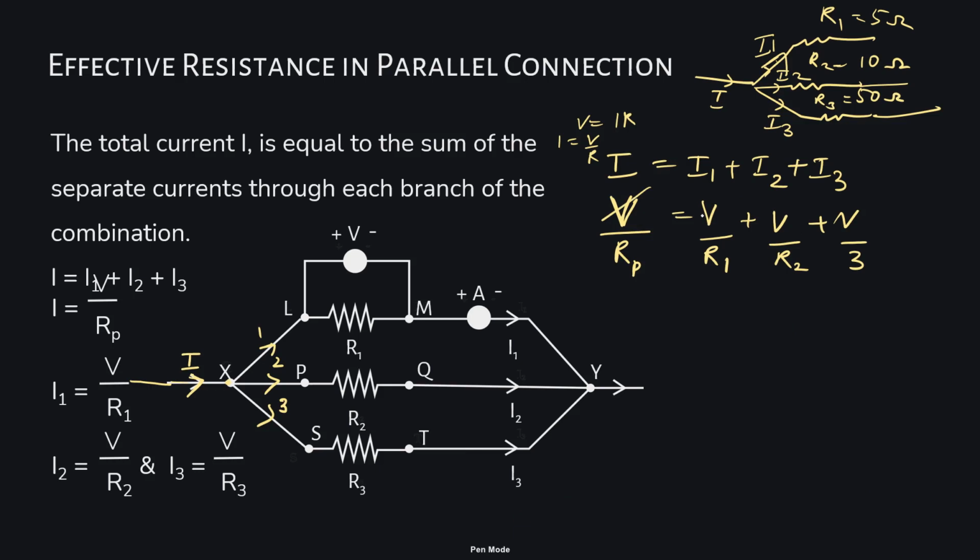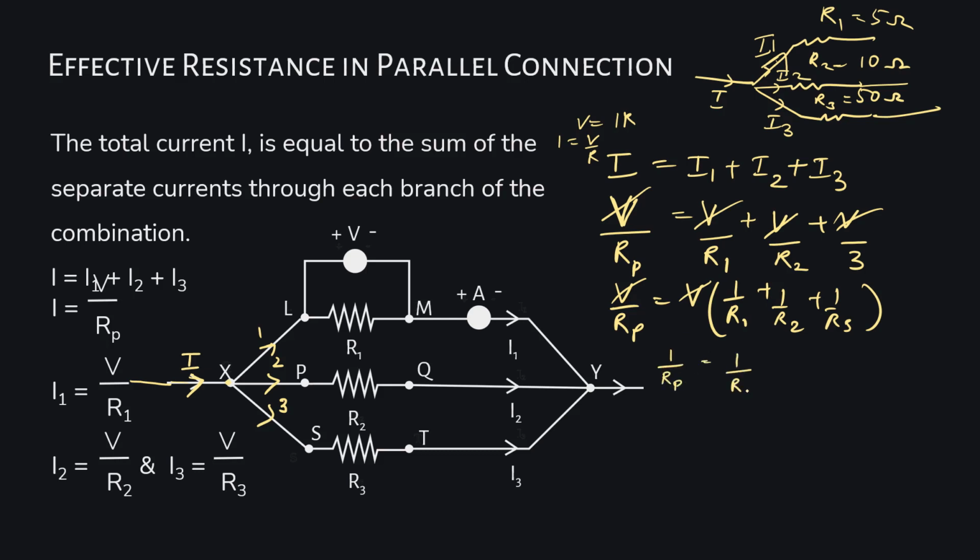Or you can say that you took V common here, is equal to V common 1 upon R1 plus 1 upon R2 plus 1 upon R3. You took V common, so you cut V from here. So what are you left with? 1 upon RP is equal to 1 upon R1 plus 1 upon R2 plus 1 upon R3. That is how you calculate the equivalent resistance in case of parallel.